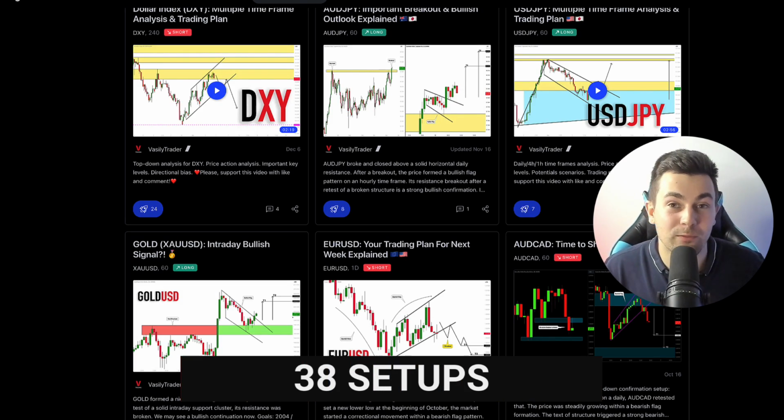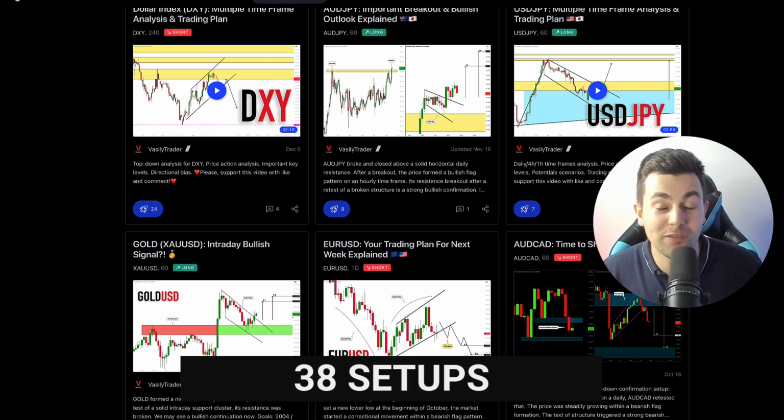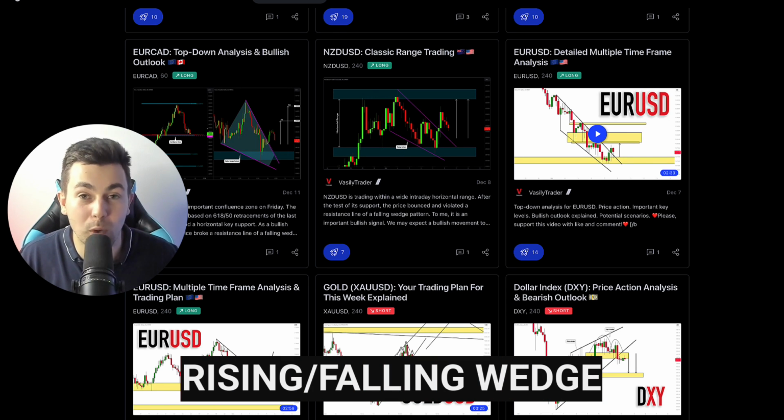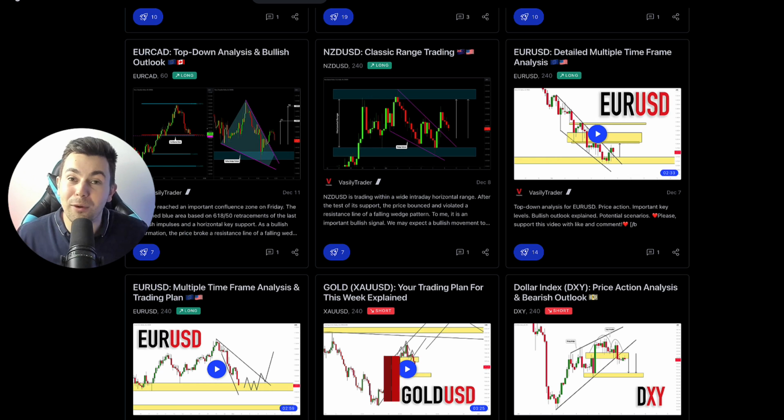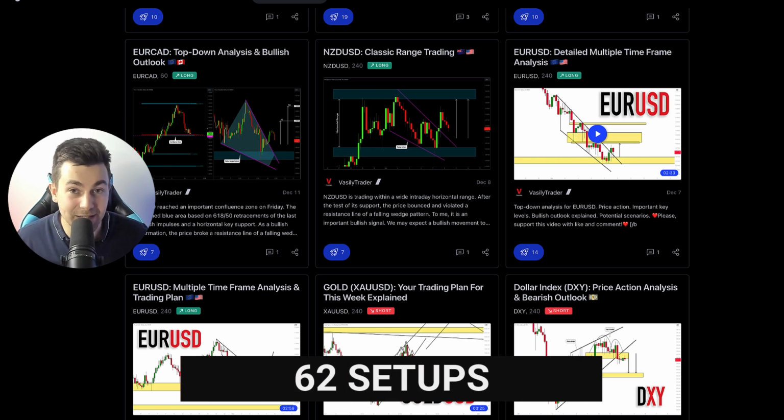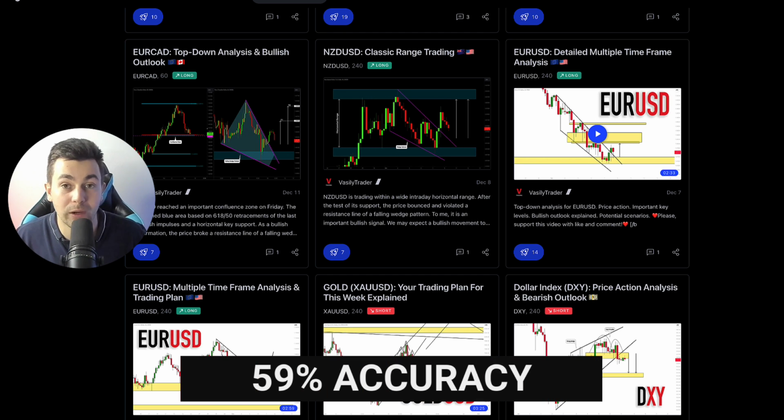Bullish and bearish flag. 38 setups with bullish and bearish flag were shared this year, and the winning rate of the pattern is 58%. Then goes the classic rising and falling wedge pattern. And the performance of this pattern is slightly higher than the performance of the flag. Among 62 signals that I shared with the wedges, 59% were accurate.